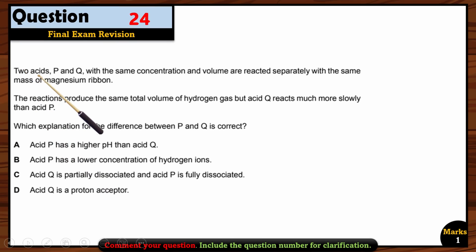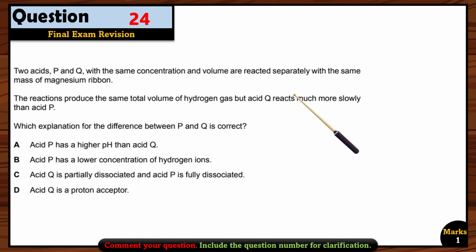Let's see question 24. Two acids P and Q with the same concentration and volume are reacted separately with the same mass of magnesium ribbon. The reactions produce the same total volume of hydrogen gas, but acid Q reacts much more slowly than acid P. Which explanation for the difference between P and Q is correct? One of them is a strong acid and the other one is a weak acid.